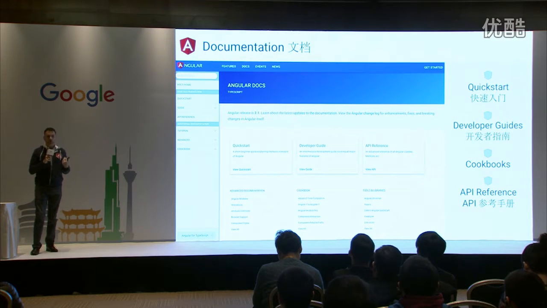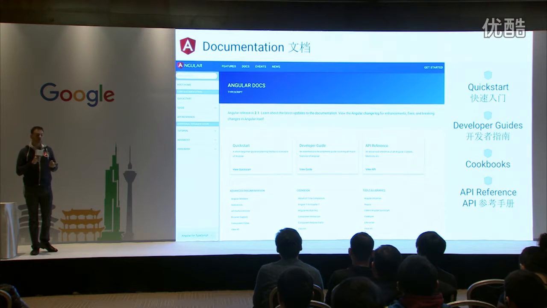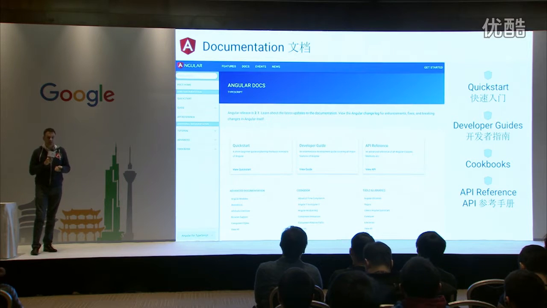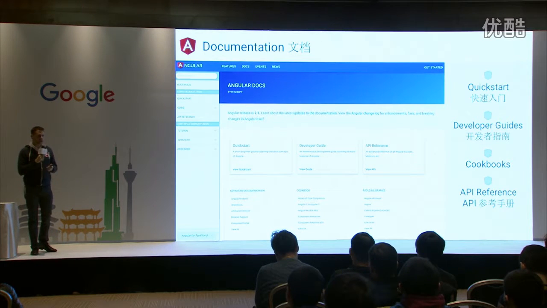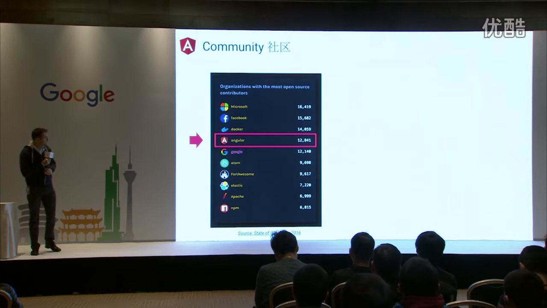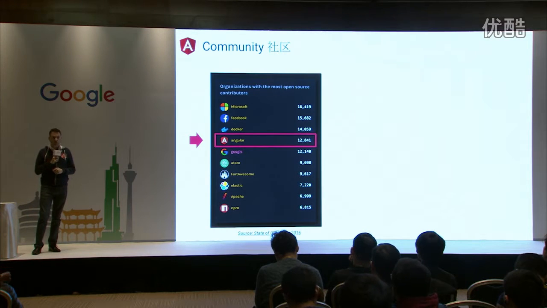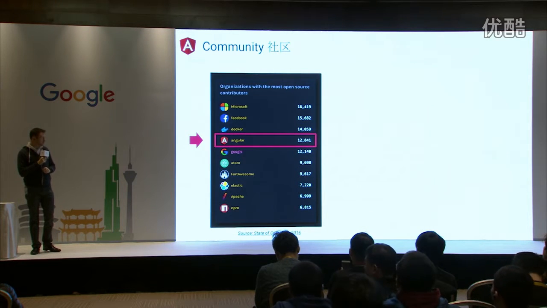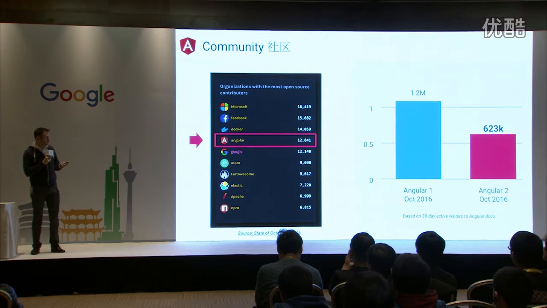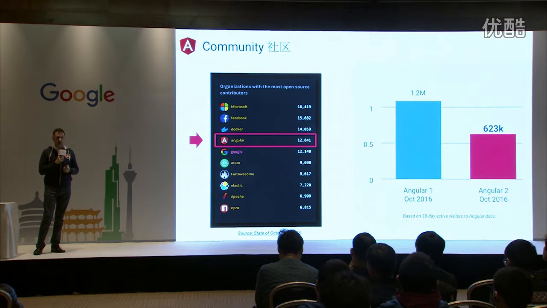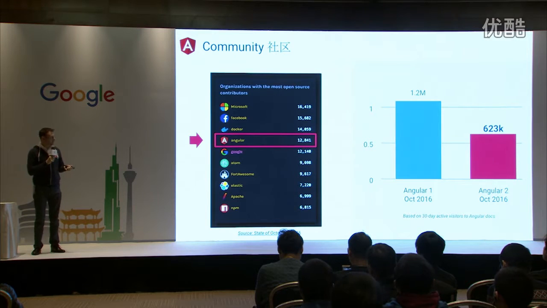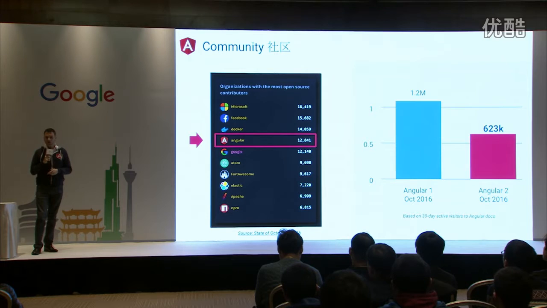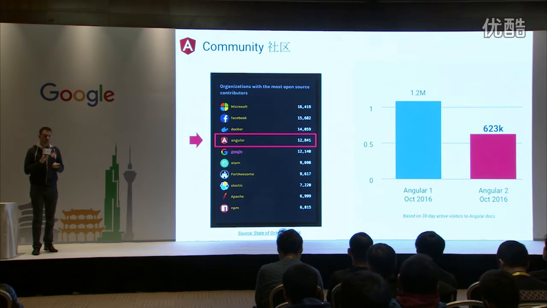Unlike Angular 1, where documentation came much later than the project, we wanted to launch Angular 2 with documentation on day one, and we're very proud to have our own angular.cn domain name where we can host and connect with the Chinese community better. Lastly, community is very, very important to us. On GitHub, we were one of the top projects by contributor numbers. And currently, as of October, we had about 1.2 million developers looking at Angular 1 documentation, and about 600,000 developers looking at Angular 2 documentation, even only a month after our release. So we're experiencing rapid growth, and we're very excited about this.